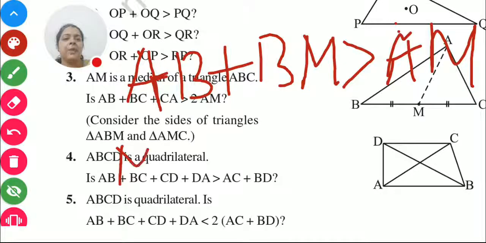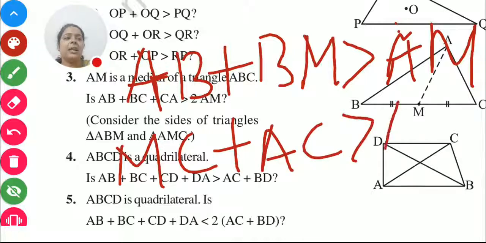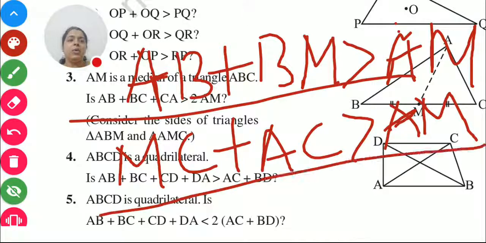Then MC plus AC is greater than AM. Okay, this is something given. This is already two things given. Now, if I want to add these two equations, what will happen?